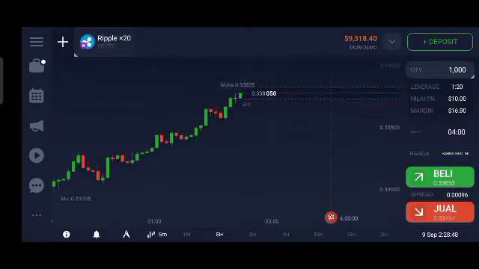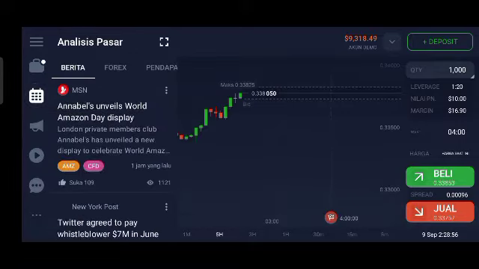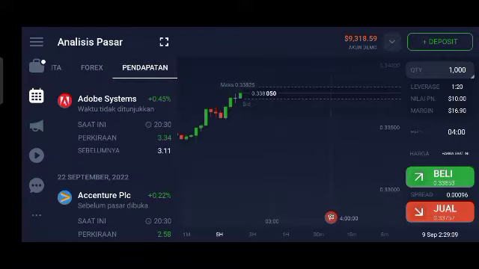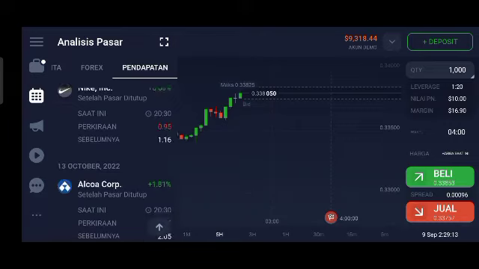There are various types of charts that traders often rely on. Each has its own characteristics and advantages. One of the traders' favorite charts is the candlestick. Candlesticks are known for their shape that resembles a candle. This medium is commonly used to analyze the movement of stocks, forex, to commodities.